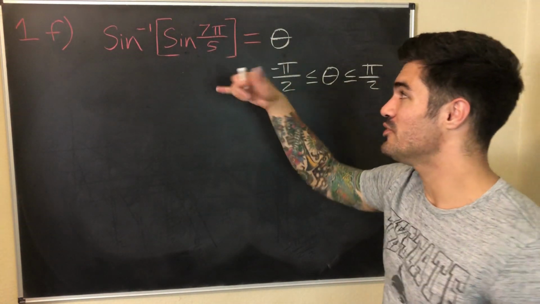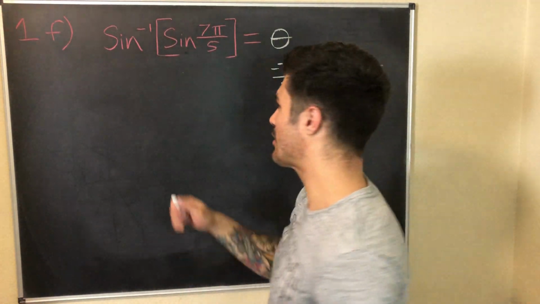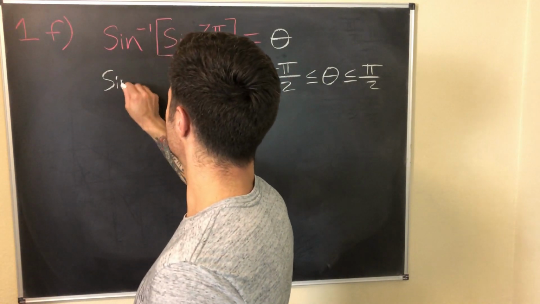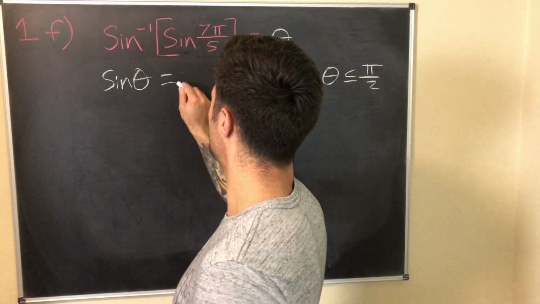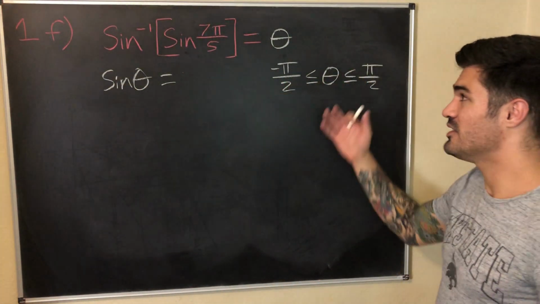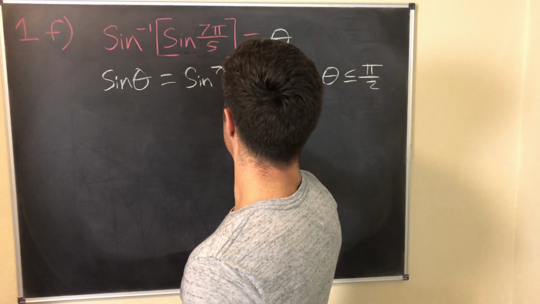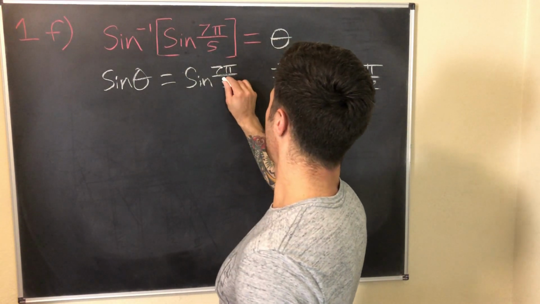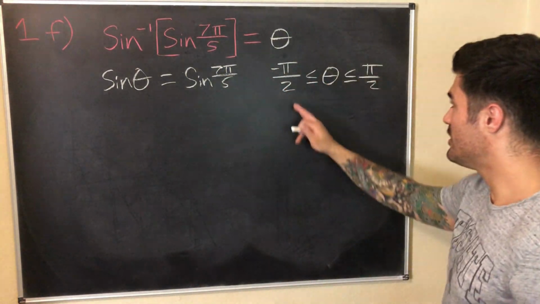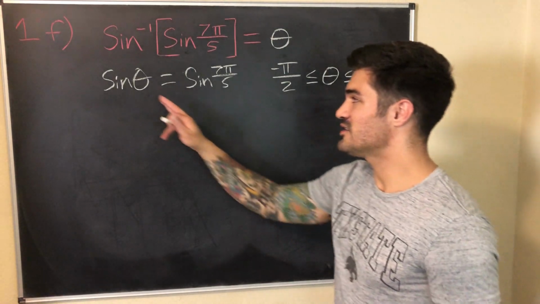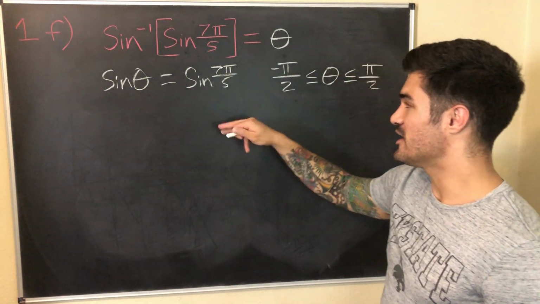First, I'm going to switch the input and the output and remove the inverse, just like we've been doing. So this is the same thing as asking the sine of what angle, and that angle has to be in the range of sine inverse, of course, equals the sine of 7 pi over 5. So we're just looking for an angle in this range where when I take the sine of that angle, it equals the sine of 7 pi over 5.